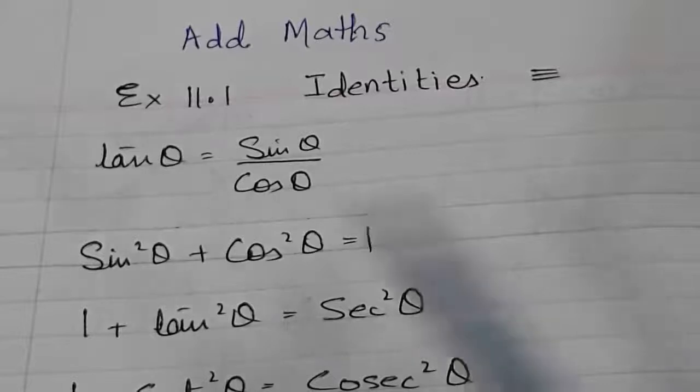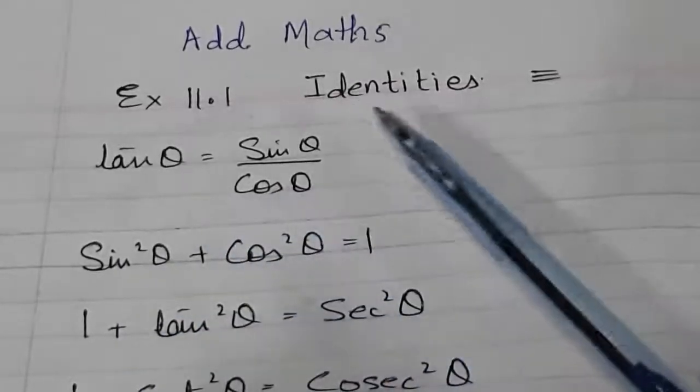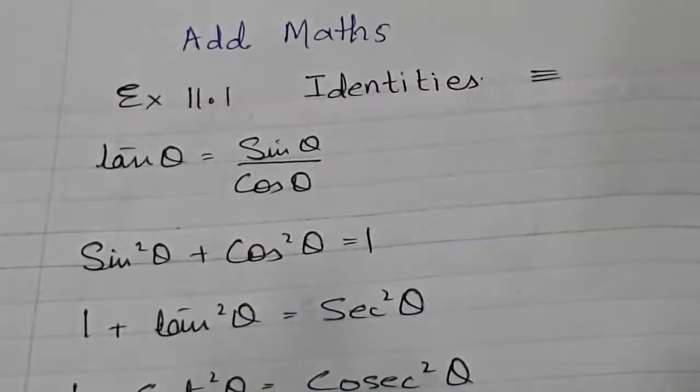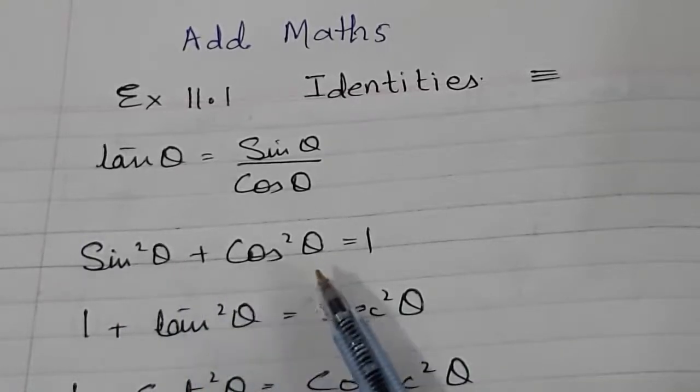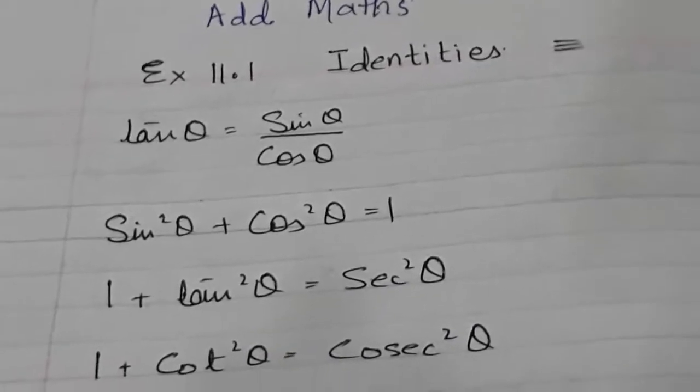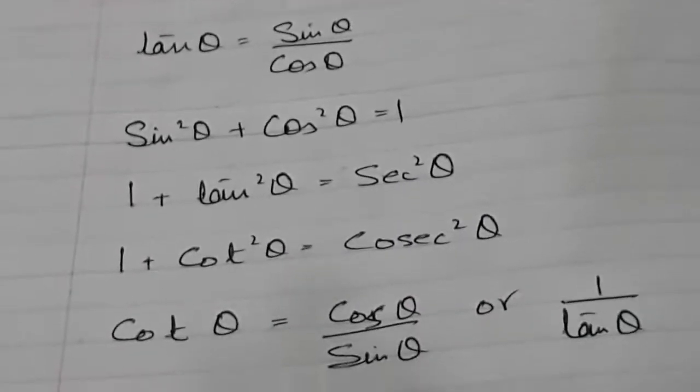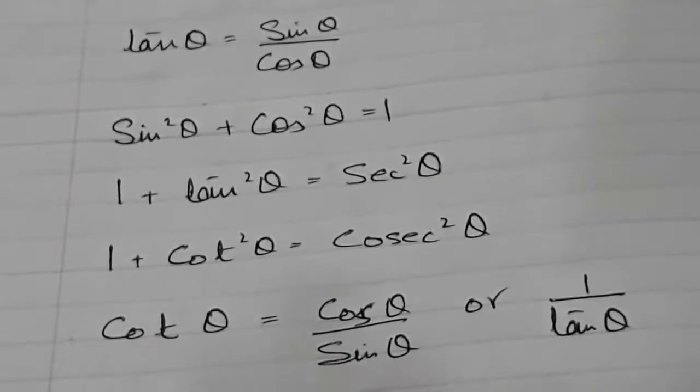Number one is tan theta equals sin theta over cos theta. Number two, sin squared theta plus cos squared theta equals 1. And you need to learn these by heart, and when you do a few identities, automatically you learn them.